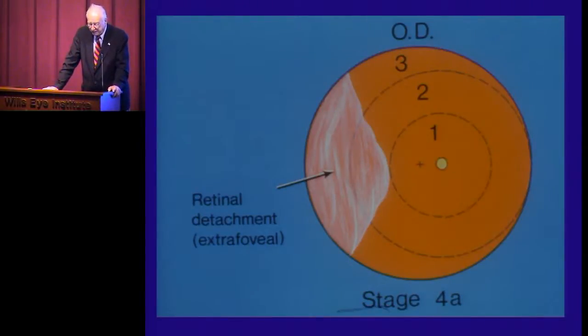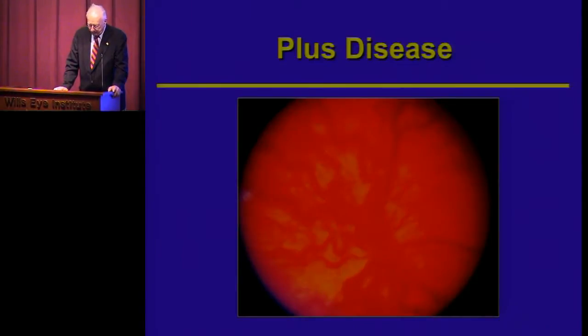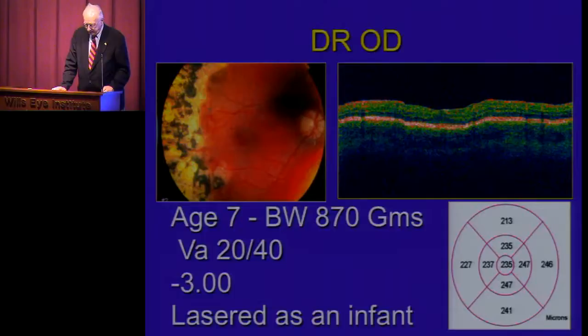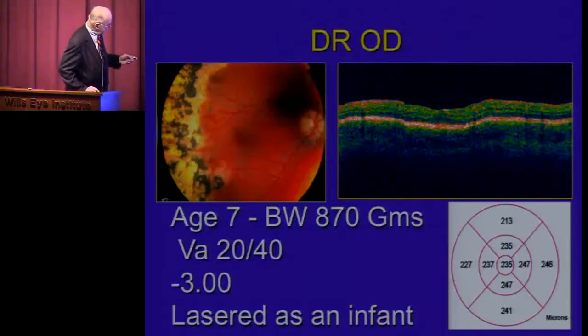Then next, after stage 3, you have stage 4A retinal detachment, where the macula is spared, subtotal, plus disease we've shown you, and cataracts, which certainly can develop, as you can see there. Now with the treatment, this is a zone 1 that was treated.